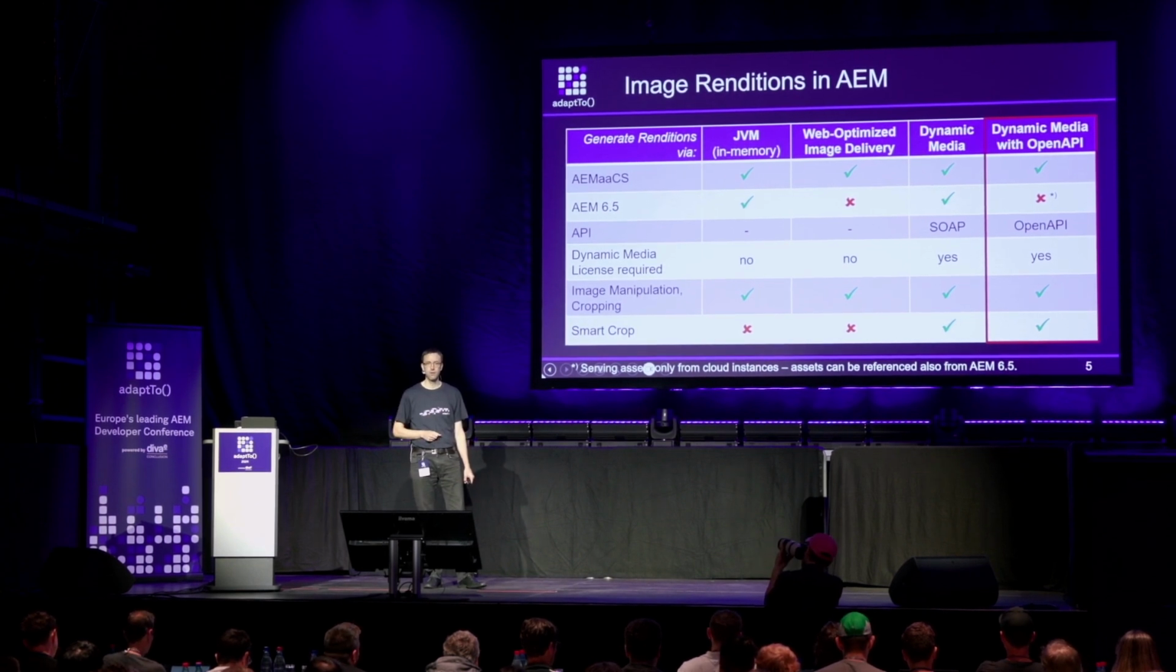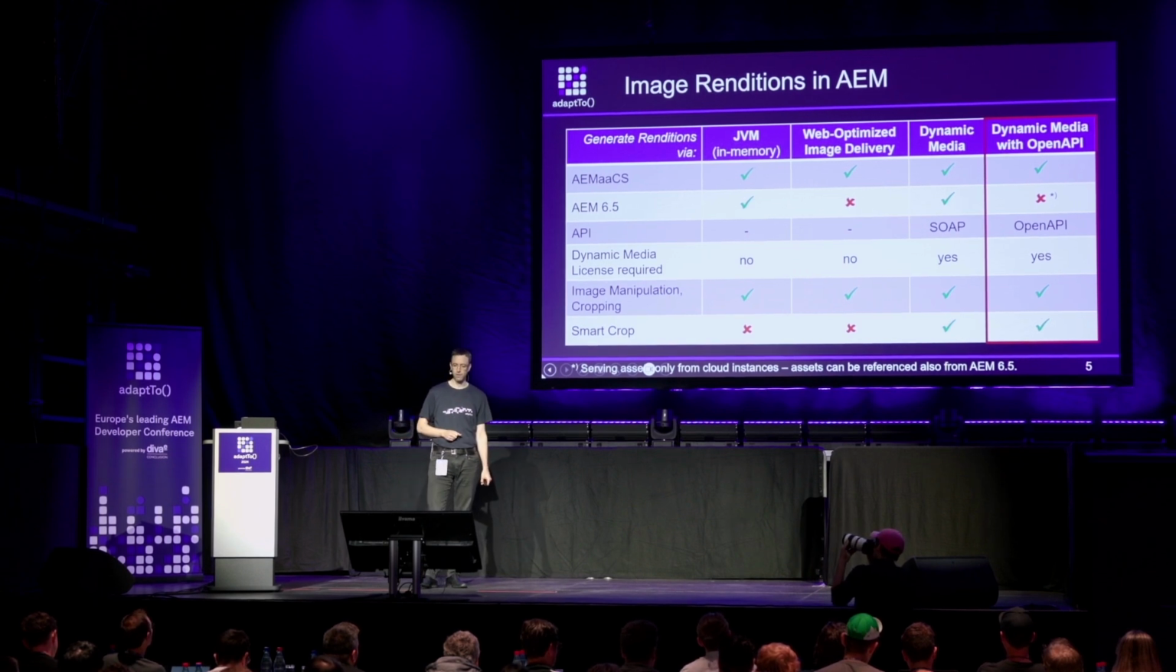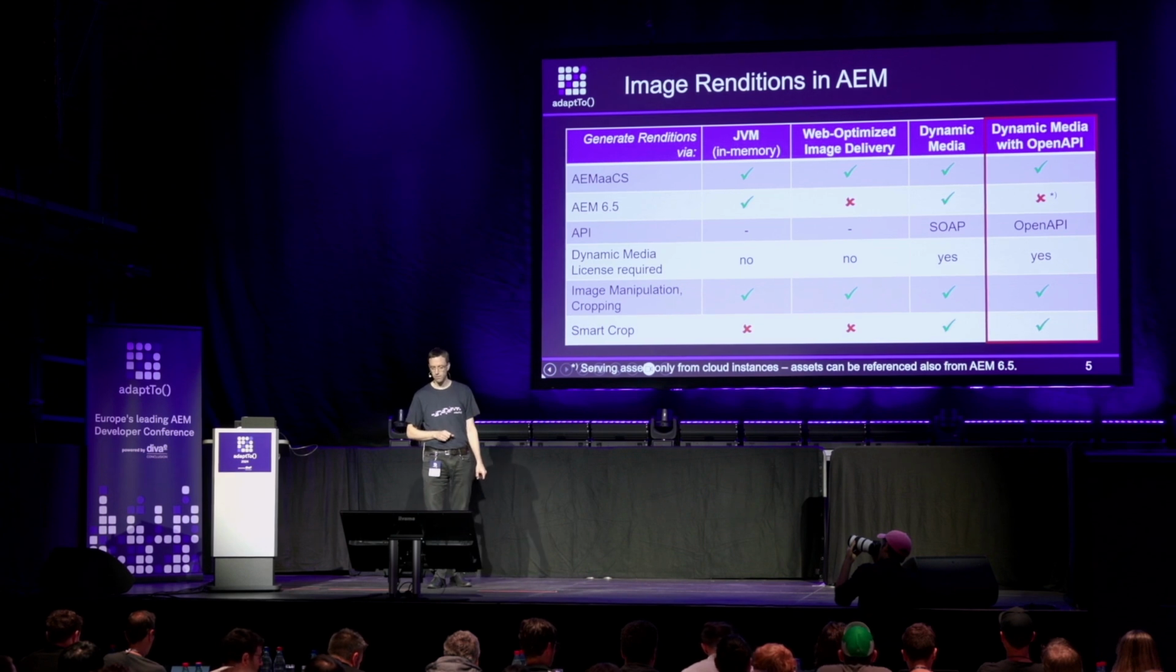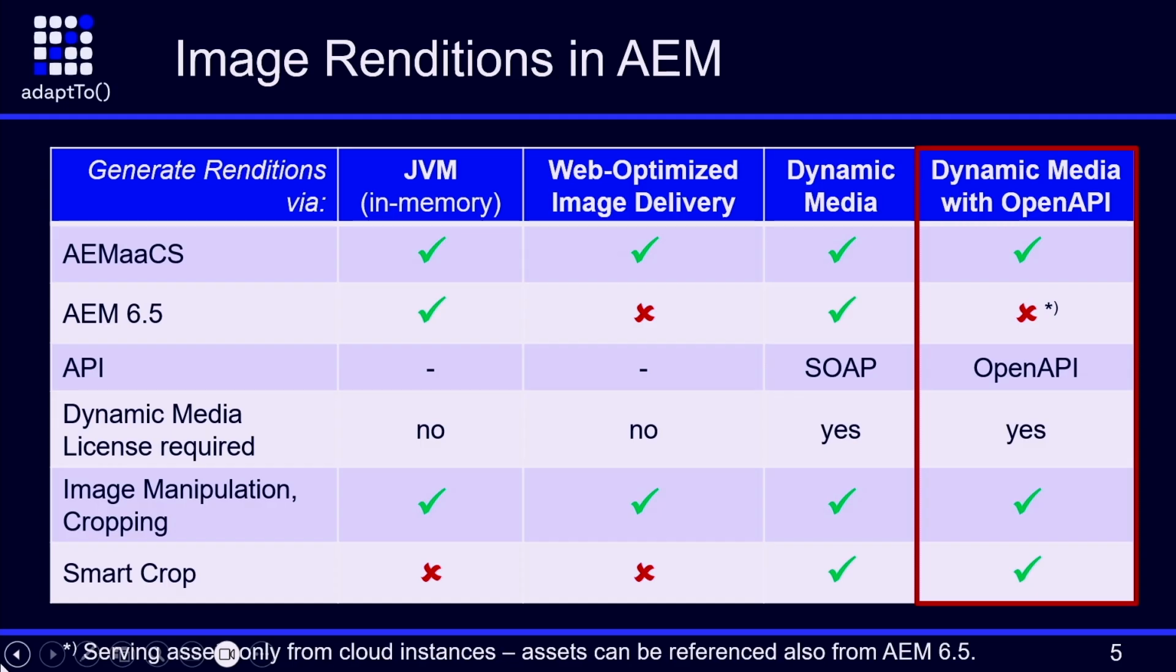So both options are available for free if you have AEM as a cloud service, but both do not support smart crop, so no AI support here. This comes into play with Dynamic Media. The classic Dynamic Media already provides this, which is available for 6.5 and AEM as a cloud service. And it supports a huge set of image manipulation and special features and also smart cropping. Smart cropping means if you have an original image in a different aspect ratio than you require, and you want to crop it to a certain ratio so that you get the best possible portion of the image, not just a center cropping.